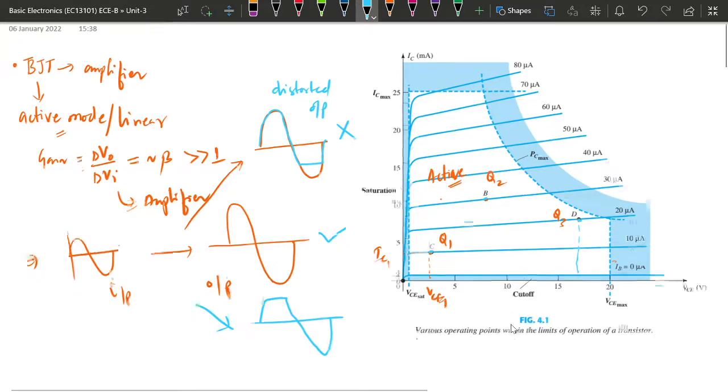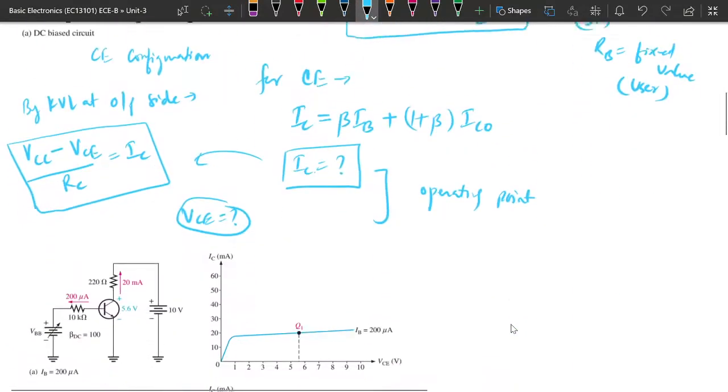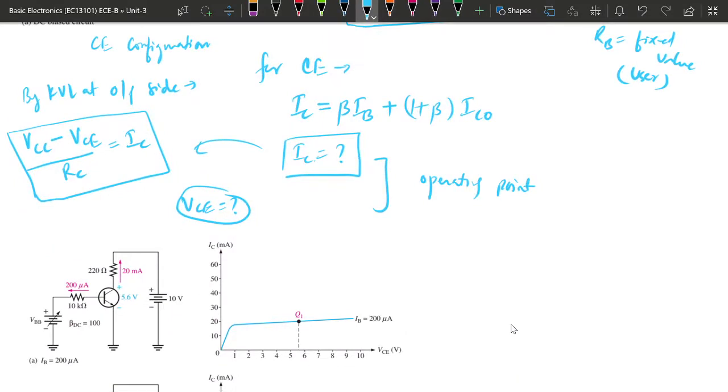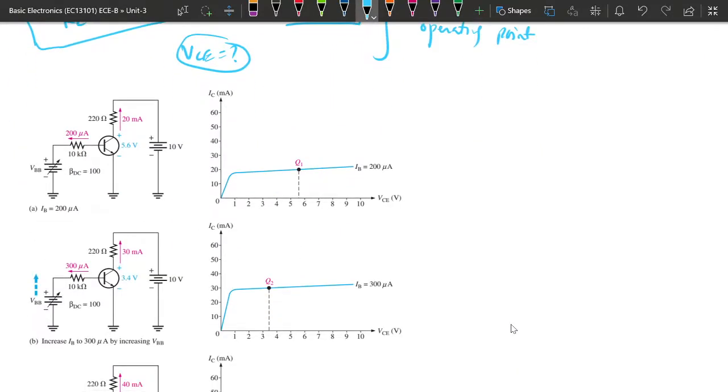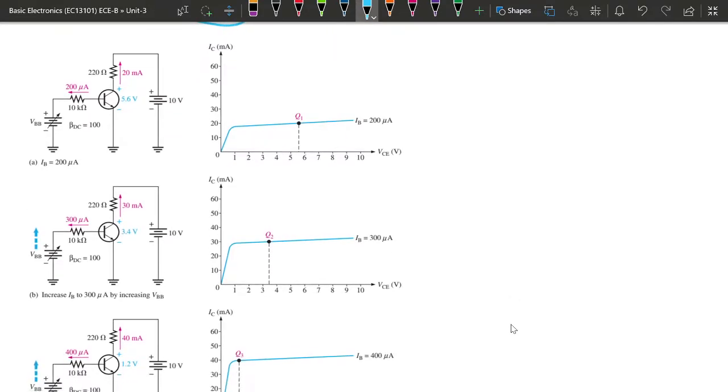So based on the IB we will be deciding the operating point. Okay, so this is how we will be getting different operating points. Suppose we have a fixed value of VBB such that we are getting IB equals 200 microampere. Whatever VBB we have applied, with respect to that we are getting the base current, that is 200 microampere.